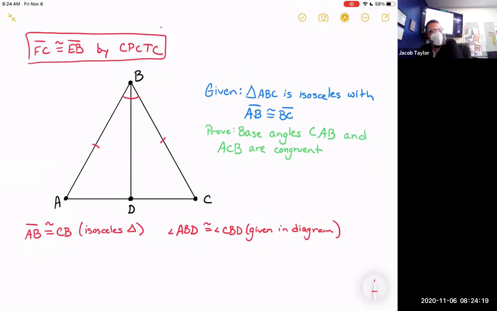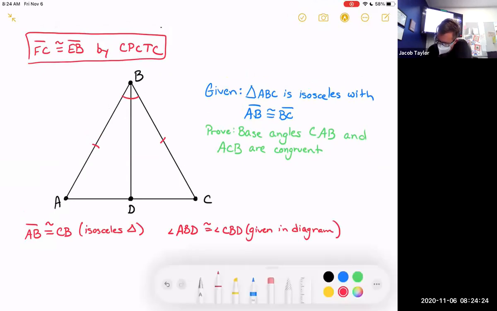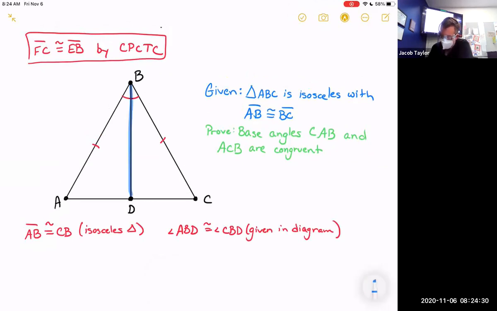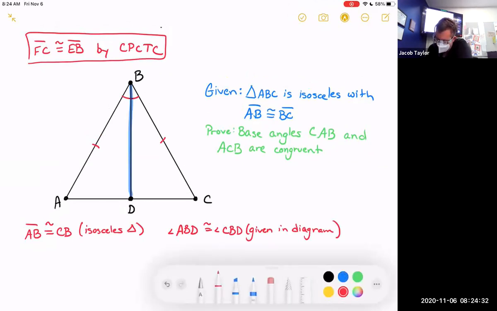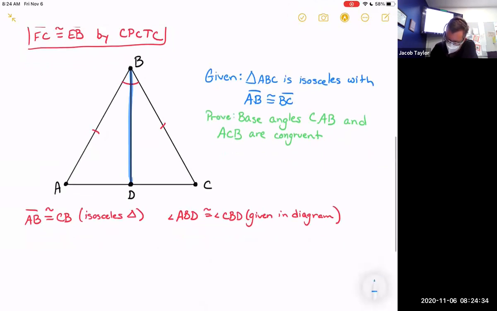What did you say was the other side? BD. How do I know that BD is congruent? That wasn't given to me. Ah, because BD is a side that appears in both triangles. BD is one side of the left triangle and also one side of the right triangle. So I could say that side BD is congruent to side BD. That's the reflexive property. Everybody's favorite.